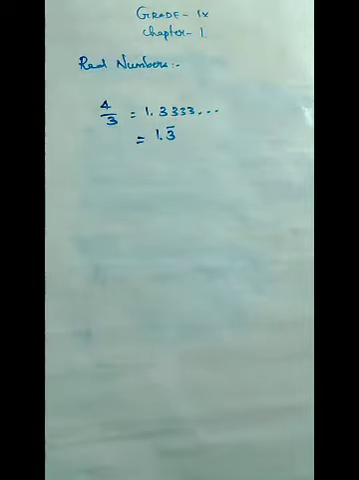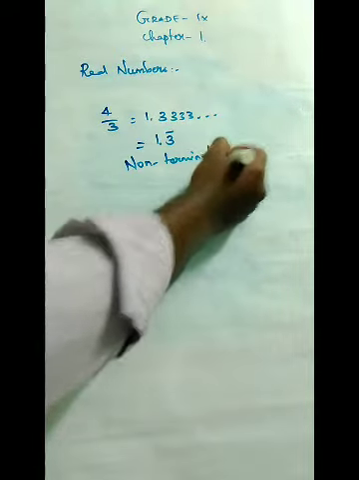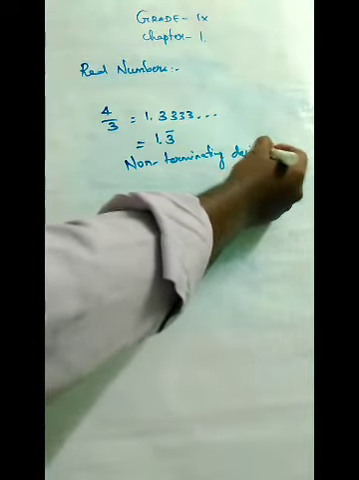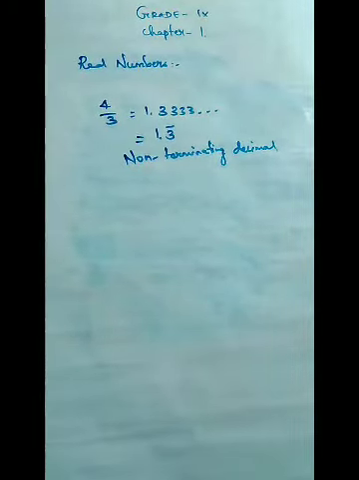So the number 3 will keep on repeating. This type of number is called a non-terminating decimal. It is a decimal number, but there is no termination for it. There is no end, so we call it non-terminating.